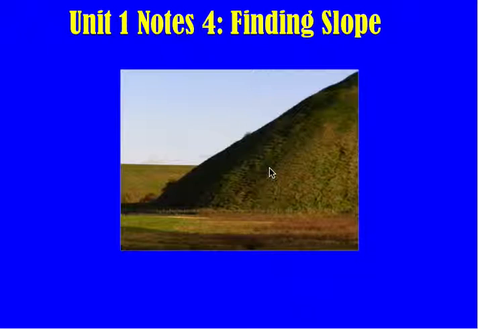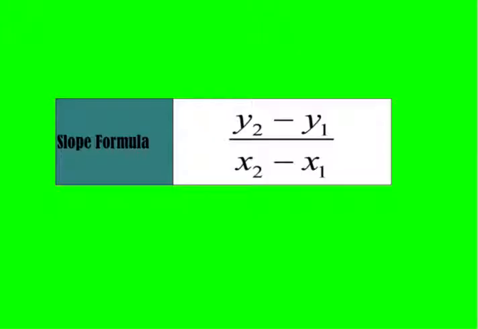So we are going to be talking about calculating slope. So let's go ahead and talk about calculating slope by looking at the slope formula. So here is the slope formula. If we're given a point (x1, y1) and a point (x2, y2), then this is our formula. You're going to take the second y coordinate and subtract the first y coordinate. Then you're going to take the second x coordinate and subtract the first x coordinate. We're going to spend a lot of time today simply using that formula and practicing with it.